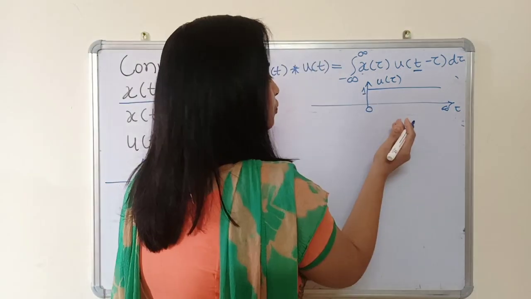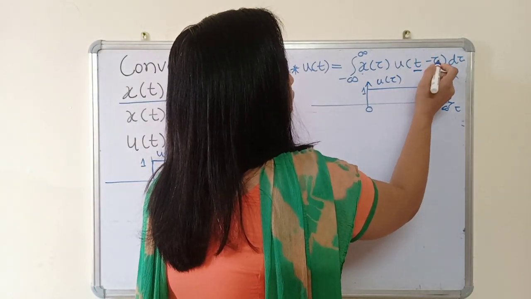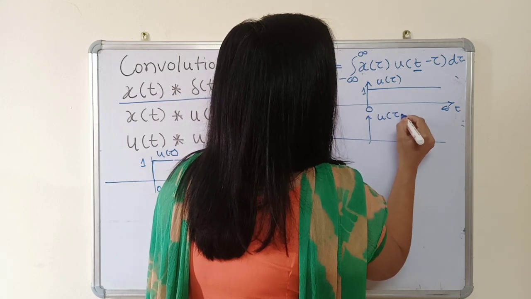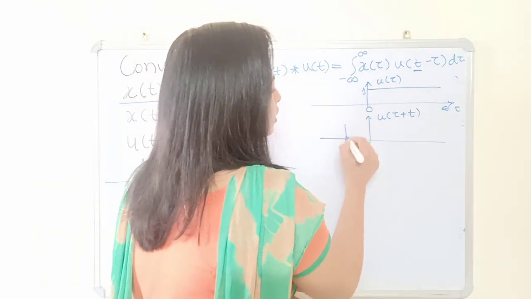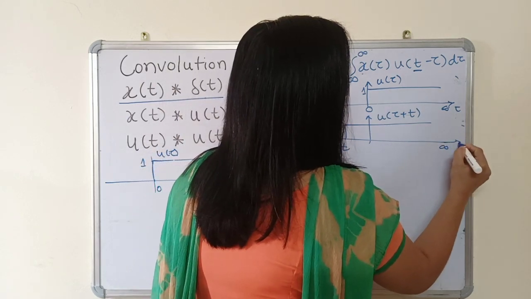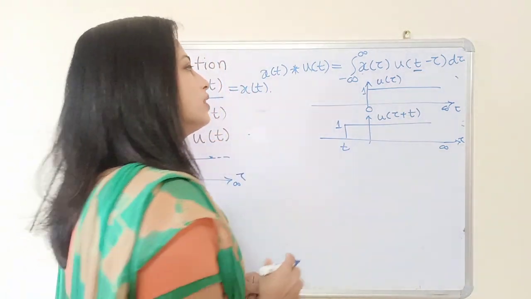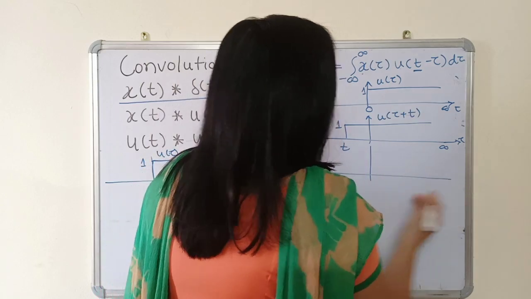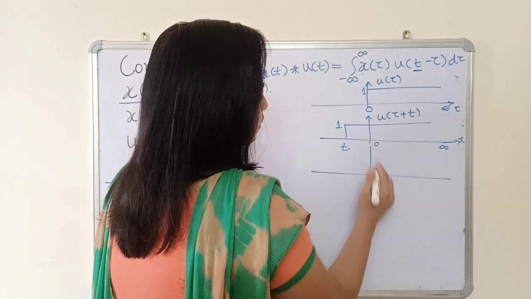Okay. Now when you're going to shift this signal, first we'll shift u of tau plus t. Let us do this. Tau plus t. So it will shift like this to the instant t. So from t to infinity, this signal will be equal to 1. Okay. Now we just need to flip the signal to get u of t minus tau. So flipping is with respect to this 0 axis. So place the mirror at this point.